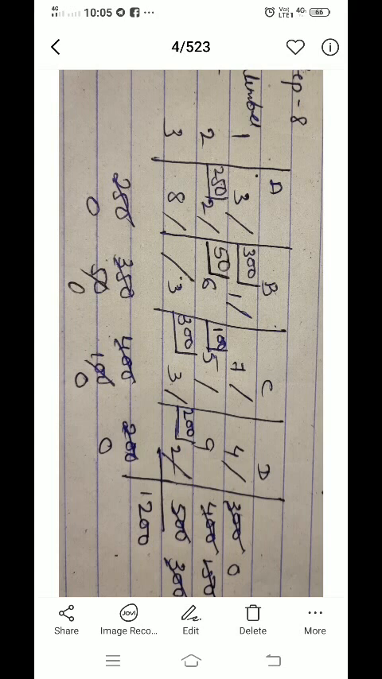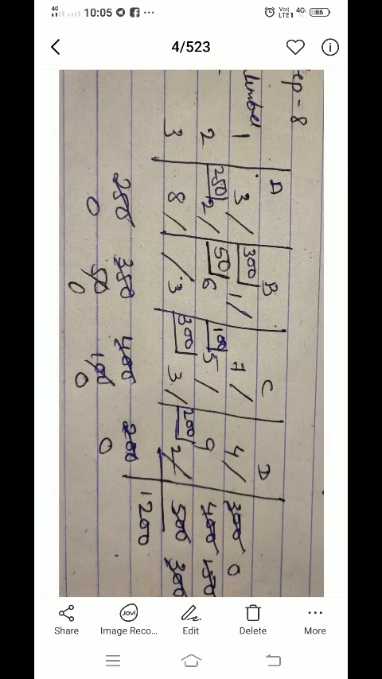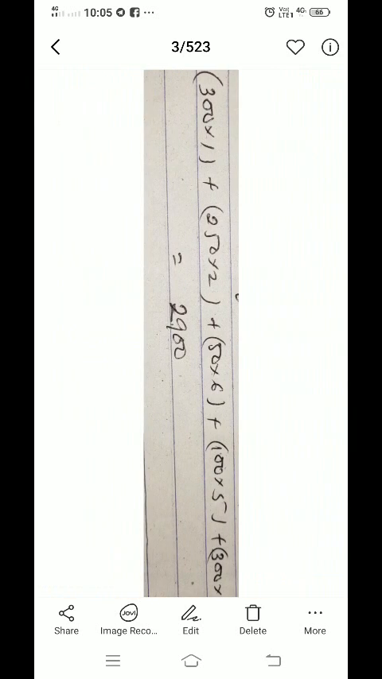By considering all the allocations, we are going to get 300 into 1 and 250 into 2 and 50 into 6 and 100 into 5 plus 300 into 3. By adding all the elements, you are going to get 2900.